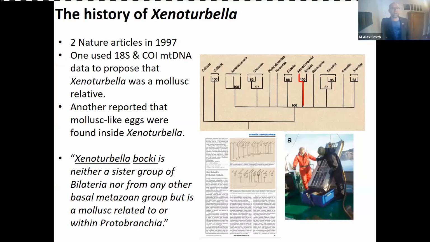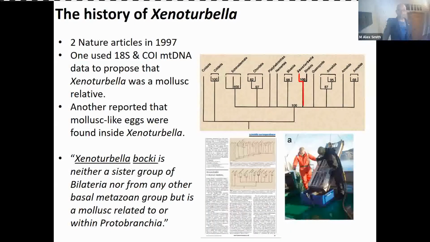So these 2 articles in 1997 in Nature used some ribosomal and mitochondrial DNA sequences to propose their hypothesis that Xenotrebella was a mollusk. One of them did the DNA work and the other reported that there were mollusk-like eggs that they found in Xenotrebella, based on dredges off the shores of Sweden. So this is a quote: Xenotrebella bacchi is neither a sister group of Bilateria, nor from any other, they say basal, we don't like that word, basal metazoan group, but it is a mollusk related to or within the Protobranchia, that's the particular lineage. It jumped in there closest to the bivalves.